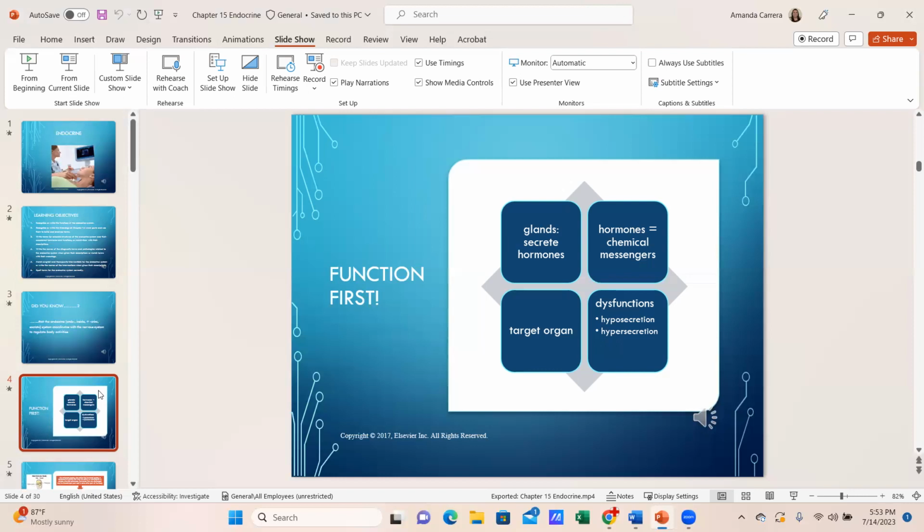Okay. And again, hormones are the chemical messengers. If there is this dysfunction with the endocrine system, it is because it is secreting too much and or too little. Okay. And we want to know what the target organ is. And we're going to get to that. Okay. I'm still talking about the hypothalamus here.